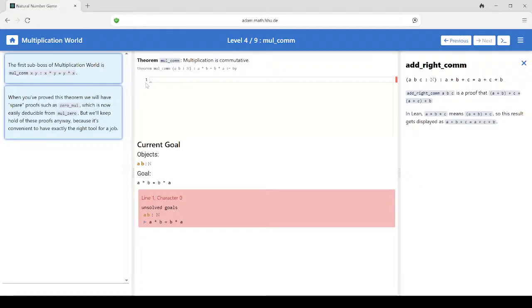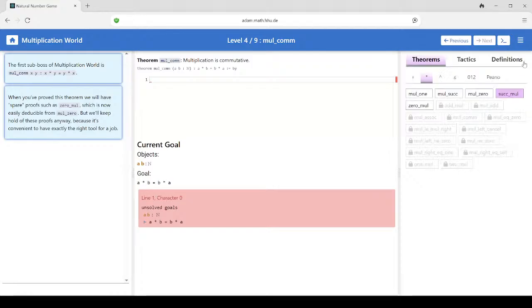Okay, I see. Alright, we want to prove that a times b equals b times a. We're going to prove that multiplication is commutative, which is pretty cool. Okay. Where should I start? I guess it's going to be an induction.